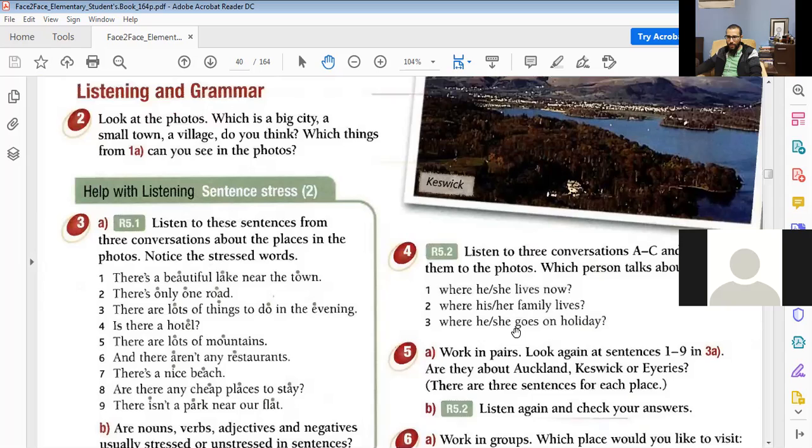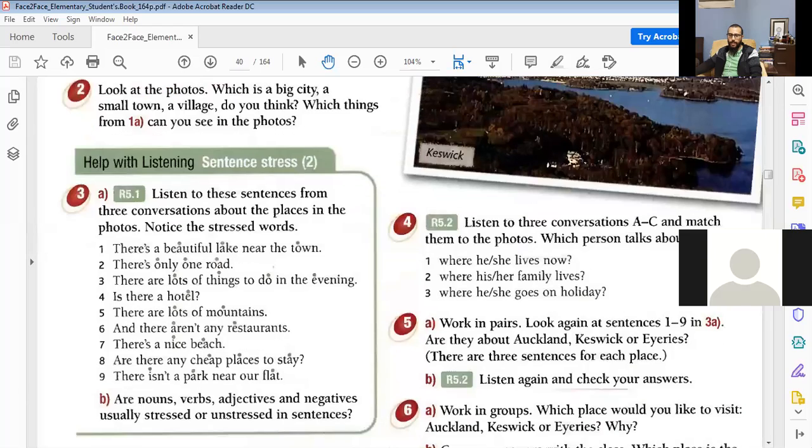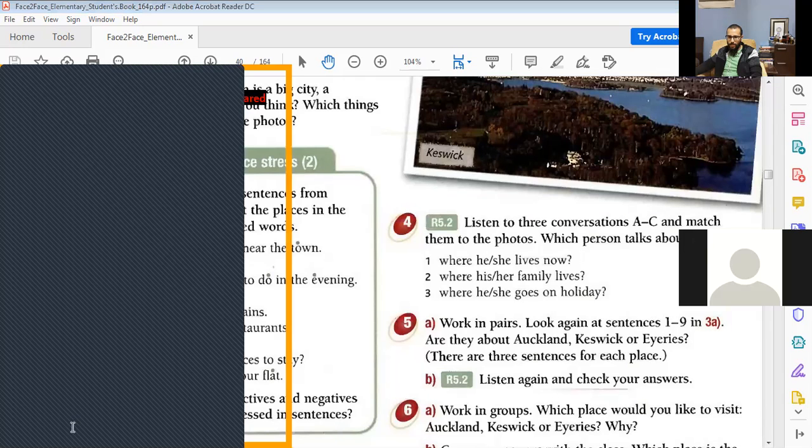We have 2 listening. The exercise is divided into two parts. All right, so just read number 1 to 9. When you're ready, let me know, and I can play the CD for you.